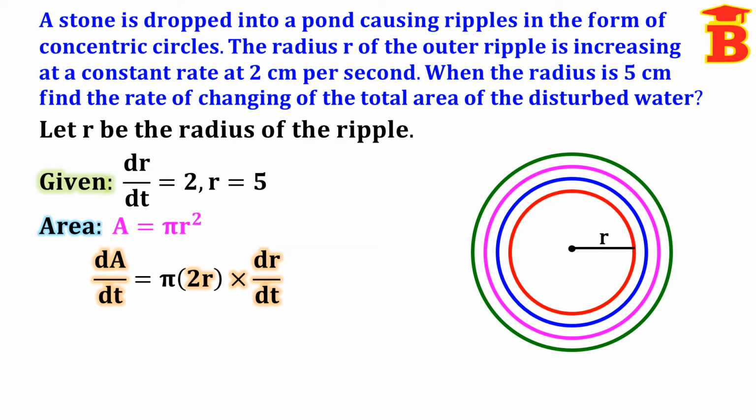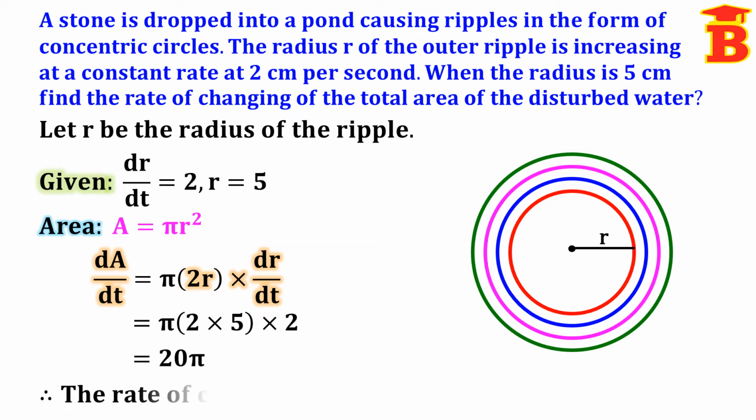Now substitute the given values. This is equal to pi into 2 into r value is 5 into dr by dt is 2. Multiply and write the answer. 2 into 5 is 10, 10 into 2 is 20. So the answer is 20 pi. Finally write the answer. The rate of change of area is 20 pi centimeter square per second.